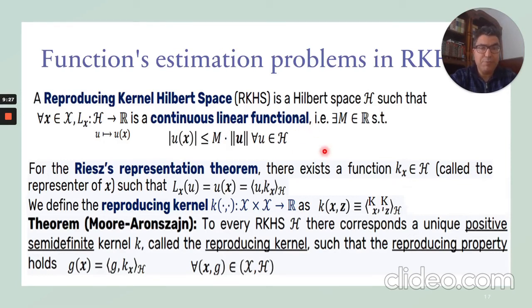So here, if we take any function kx from this Hilbert space, then we can write this linear functional, the evaluation of u at the value x, as just the inner product of u and kx. So here we can define a reproducing kernel, a function of two variables, k(x, z), as the inner product of kx and kz in this Hilbert space.